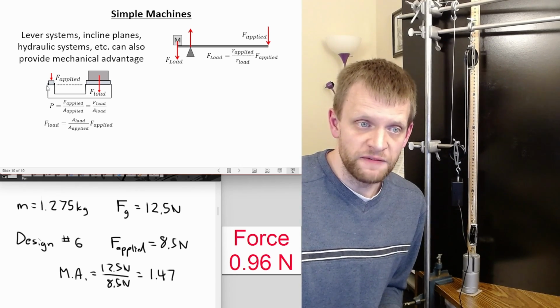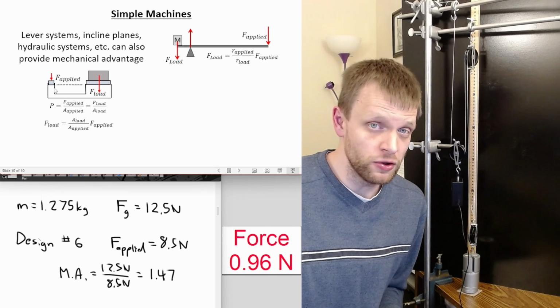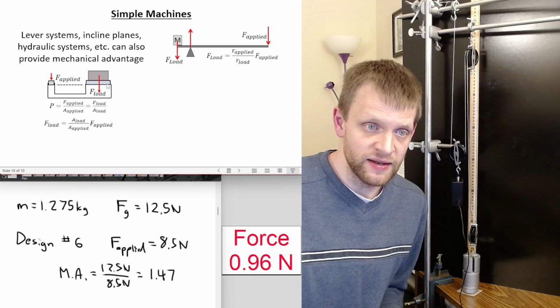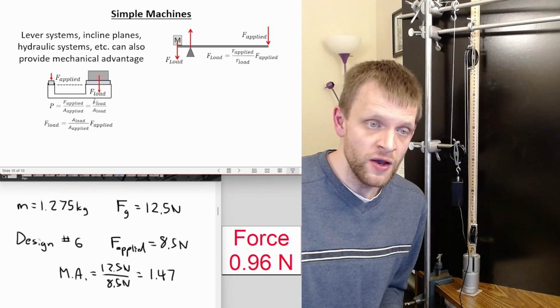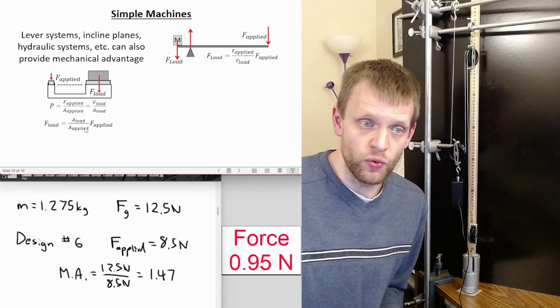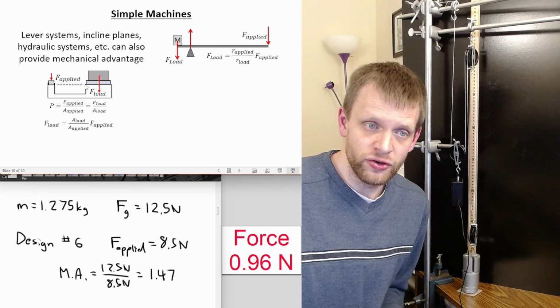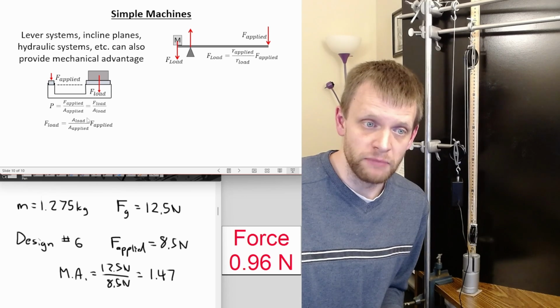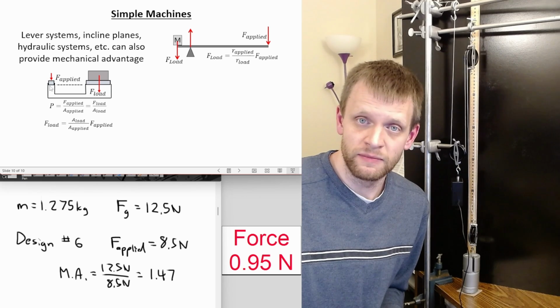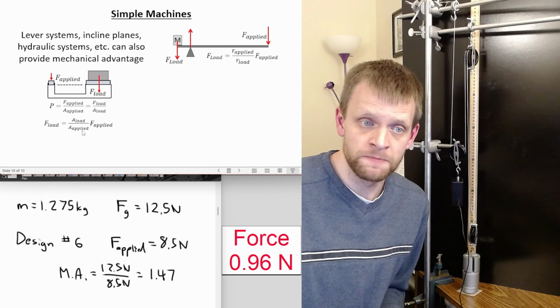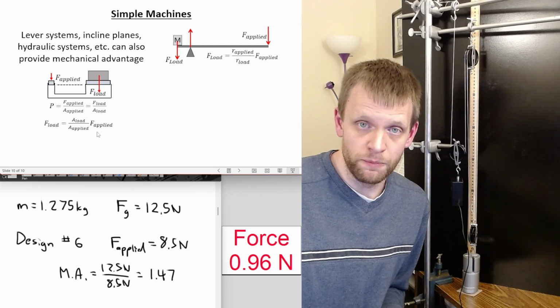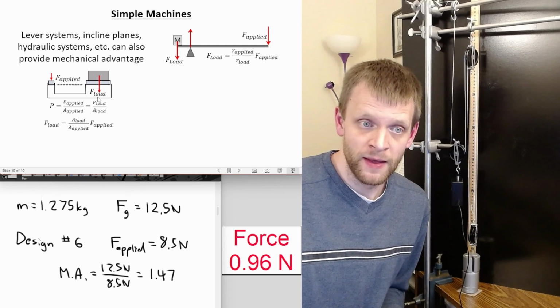So if this side where I'm applying that force has a very small cross-sectional area, and this side where the load is has a very large cross-sectional area, since the pressures are the same, we can rearrange this and find out that if the area underneath that load is much larger than the area of the system where I am applying this force, we're going to get much more output force than we're putting into it.